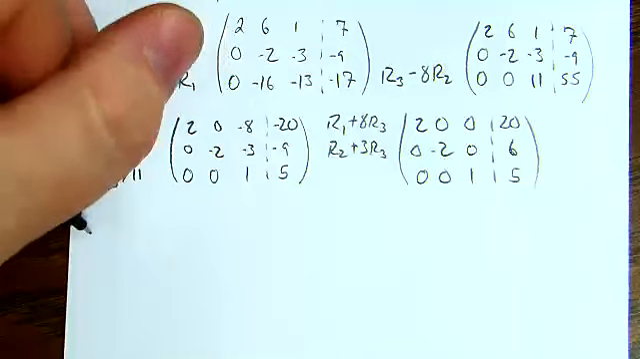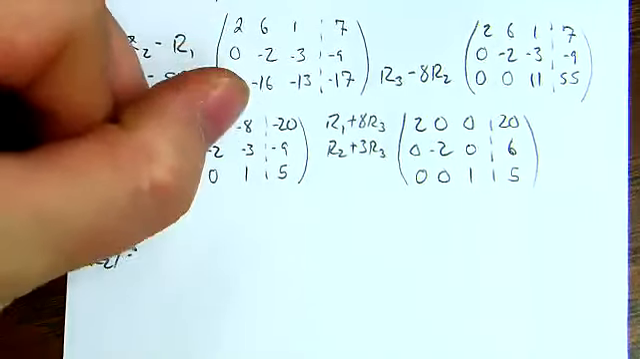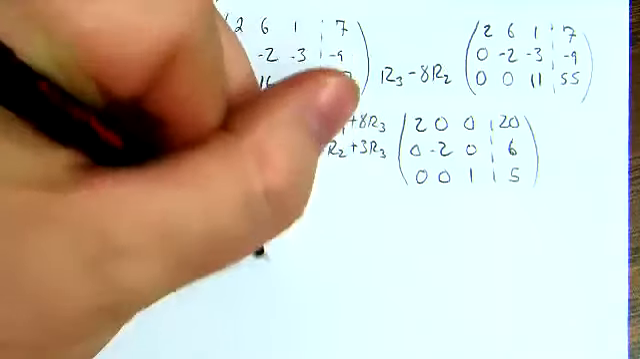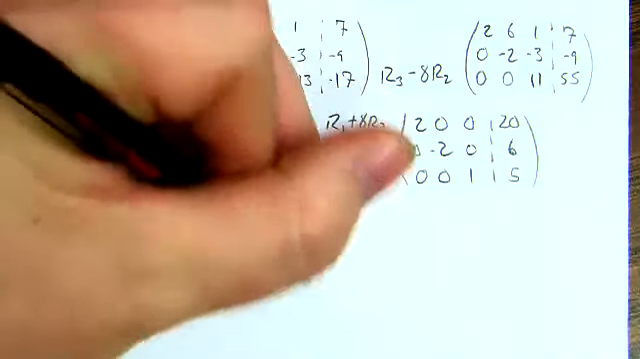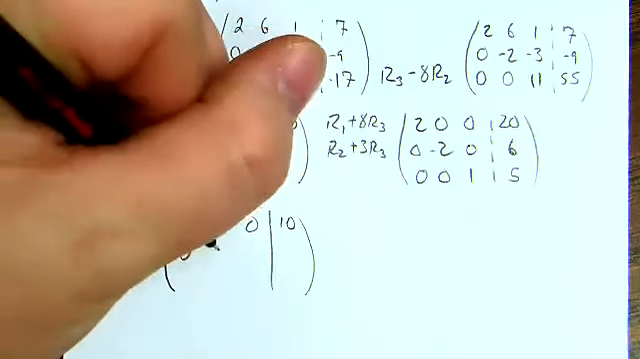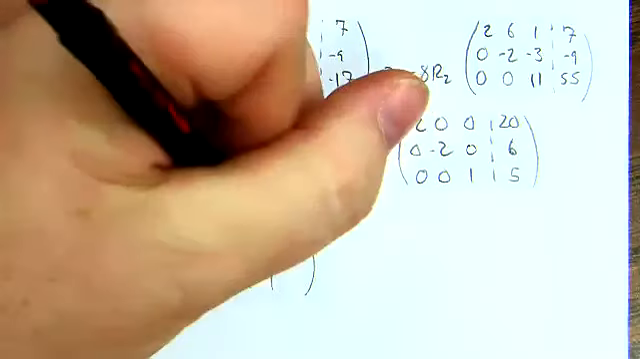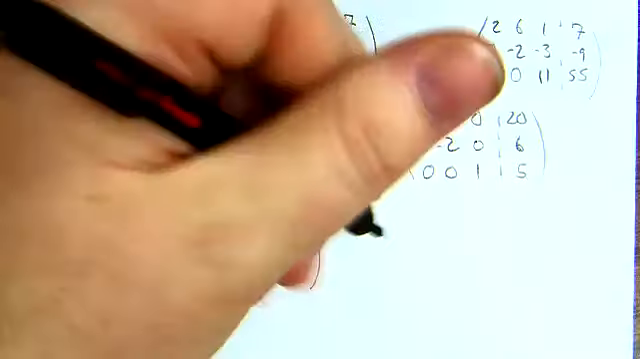Now let's make these diagonal entries ones. I'm going to do row 1 divided by 2, and I'm going to do row 2 divided by negative 2. I'm going to leave the third row unchanged. 20 divided by 2 is 10. And 6 divided by negative 2 is negative 3. I didn't do anything to the third row.